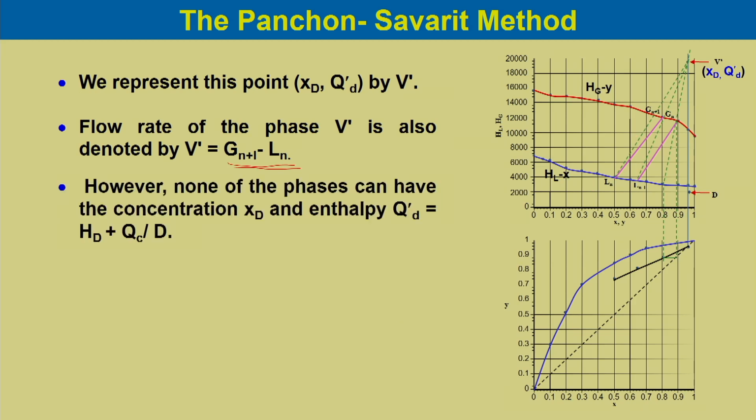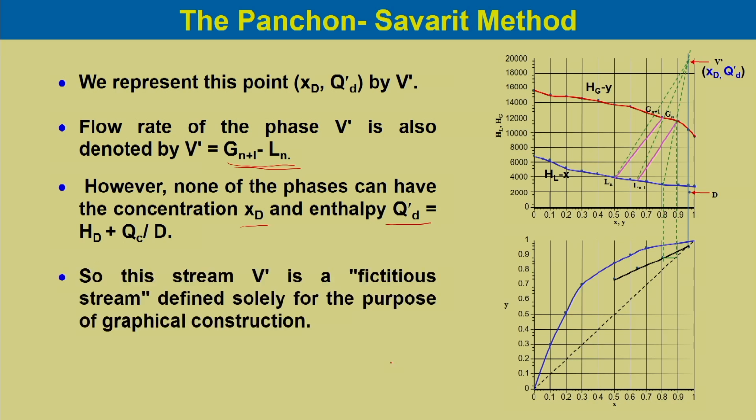However, none of the phases can have the concentration Xd and enthalpy Qd dash, that is Qd plus Hd plus Qc by D. So, this stream V dash over here is a fictitious stream defined solely for the purpose of graphical construction.